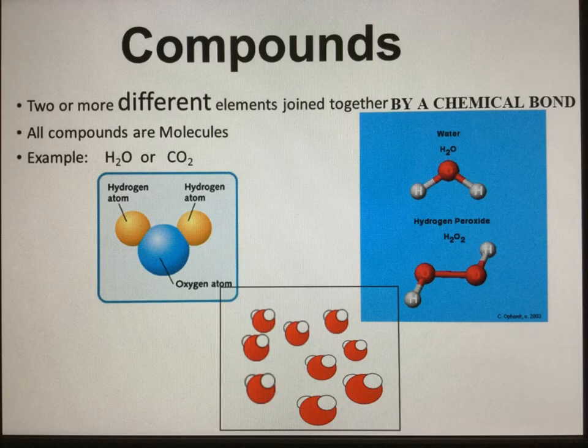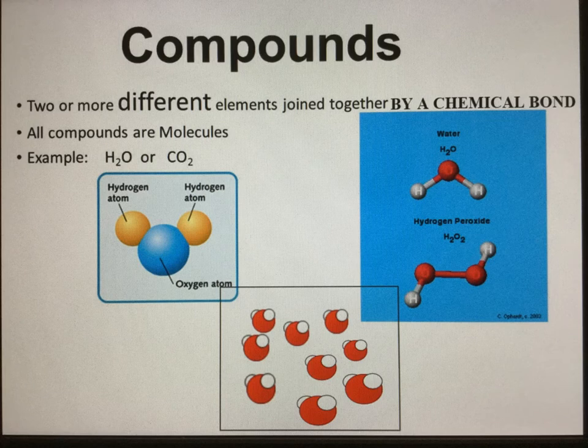Okay, now let's talk about compounds. Compounds are made up of two or more different elements. So if you have copper and you have chlorine, both of them are separate on the periodic table. By themselves, they're an element. But when they come together, that makes it a compound.